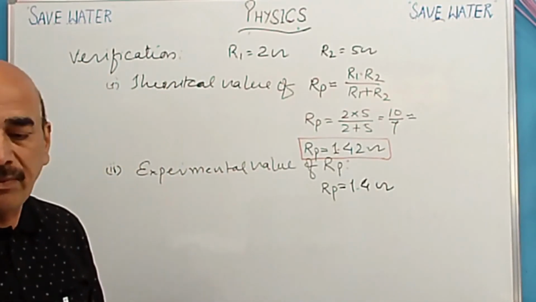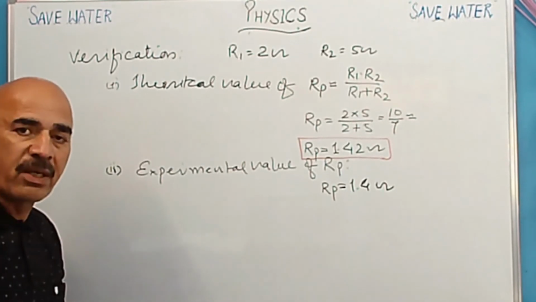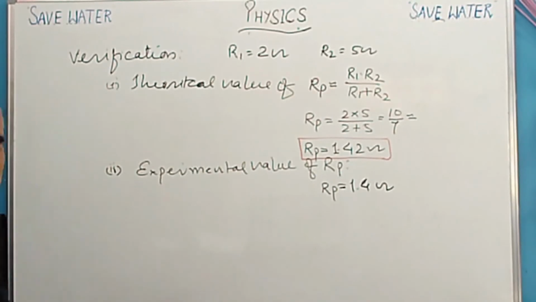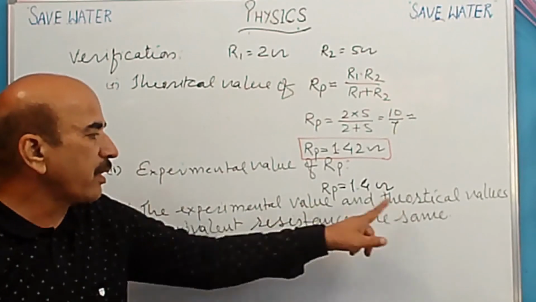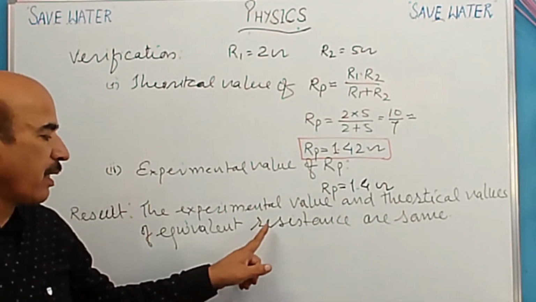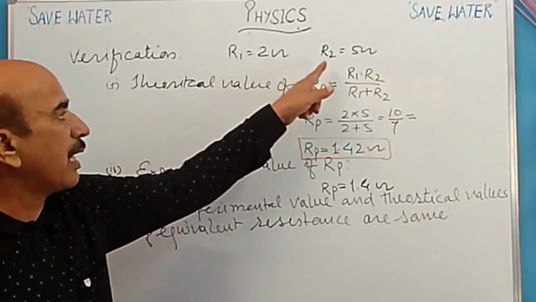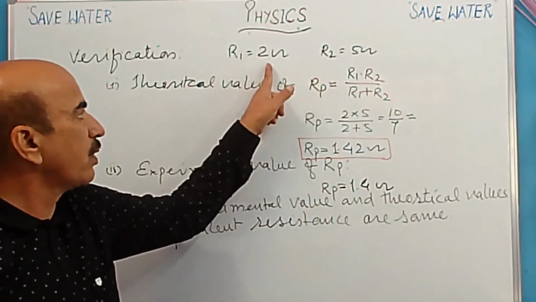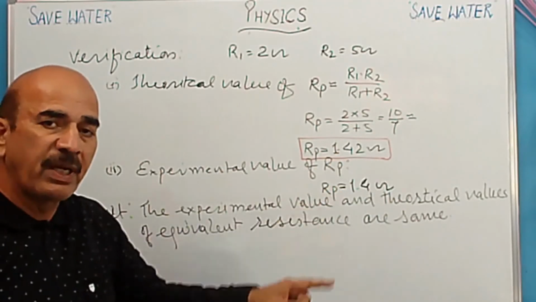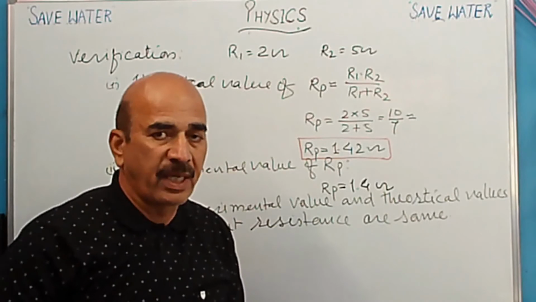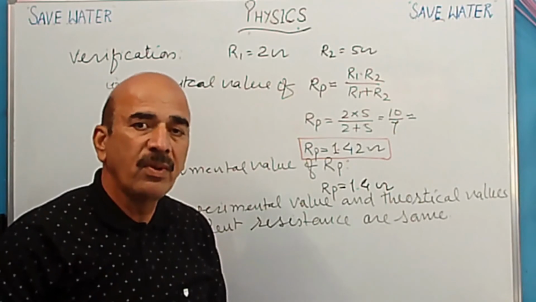After that, what do we have to find out? We have to write down the result. So note this down. In the result we write that the experimental value and theoretical value of equivalent resistance are the same in the experiment here. R1 and R2 were our two resistors, their resistances are 21 ohm and 5 ohm. And look, we found the theoretical value and experimental value, both are the same. So this means we have proved our experiment. We have got the equivalent resistance of two resistors.